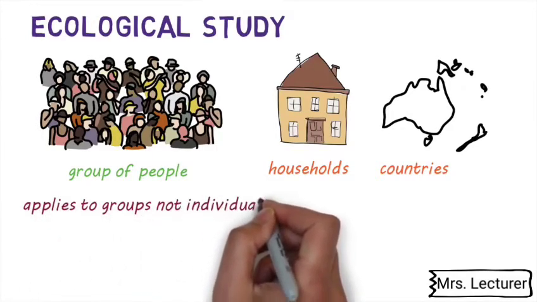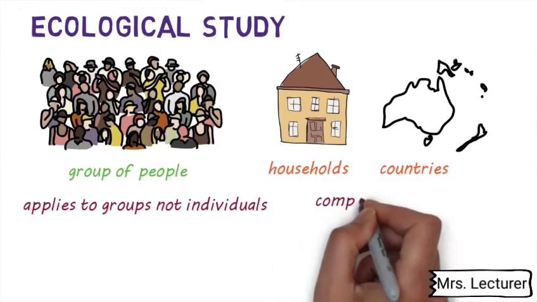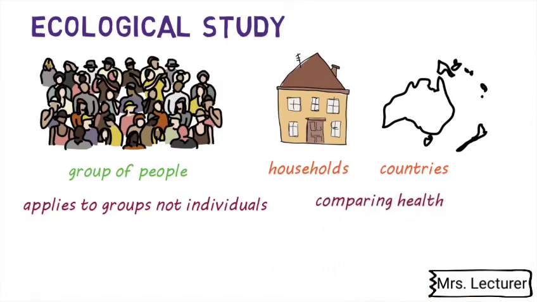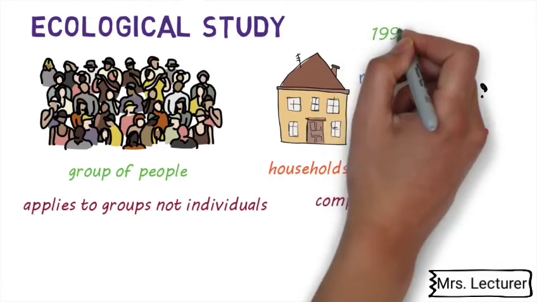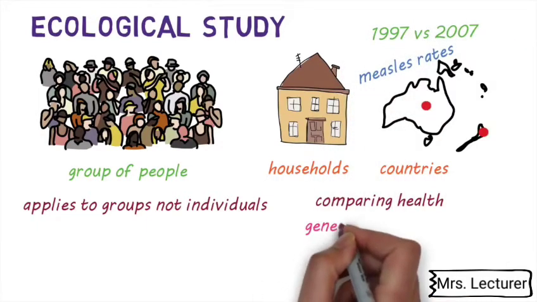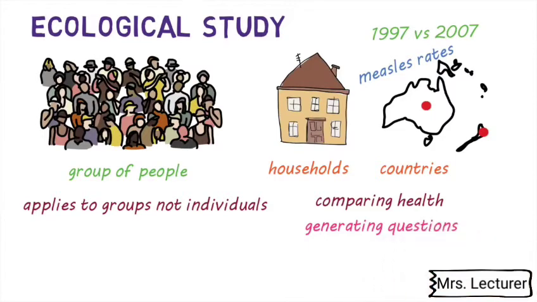not to individuals. Ecological studies are useful for comparing the health of populations in different places, such as measles rates in Australia and New Zealand, or at different times. They're also useful for generating questions and highlighting issues that can lend themselves to future investigations or studies.